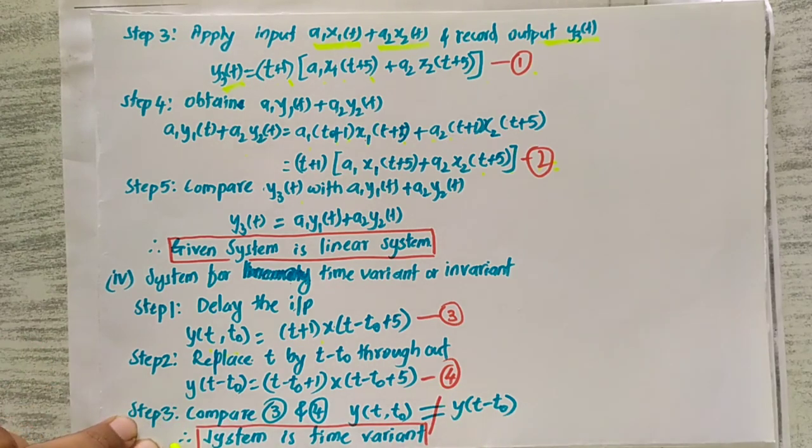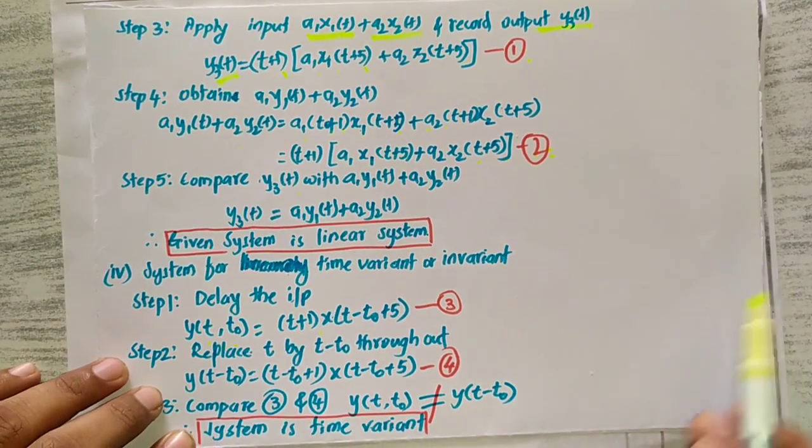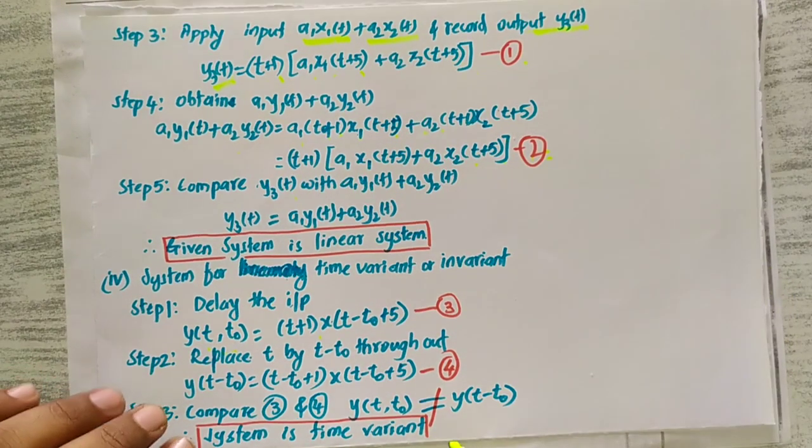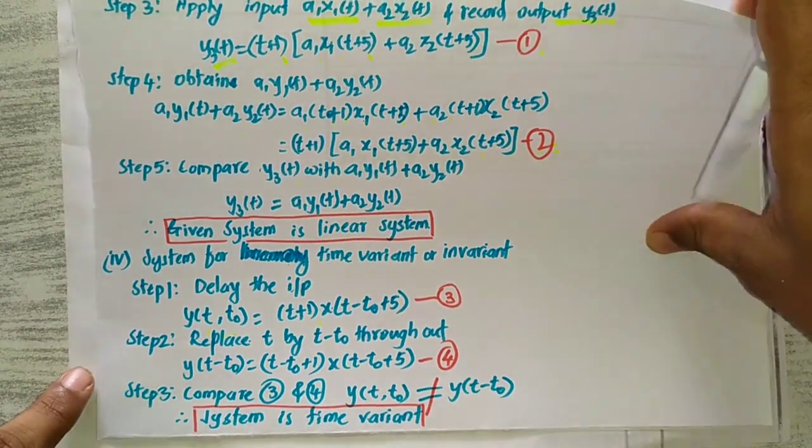In step 3, what do we need to do? We need to compare equation numbers 3 and 4. Based on this comparison we can say whether it is time invariant or time variant. You can see in equation number 3 and equation number 4, y of t comma t naught is not equal to y of t minus t naught. So directly we can say the given system is time variant, because with respect to time its response is changing. So that's about the fourth thing.